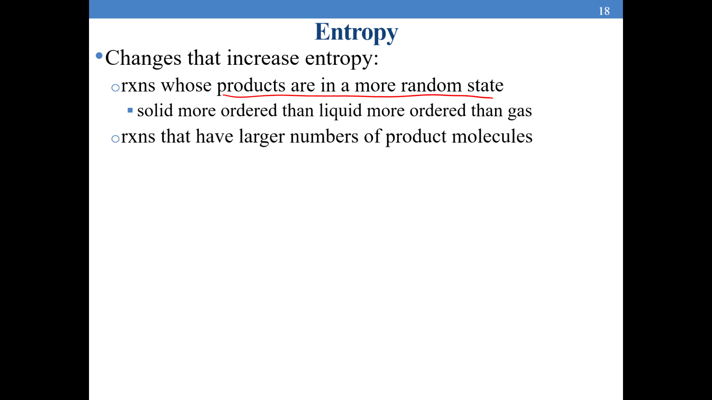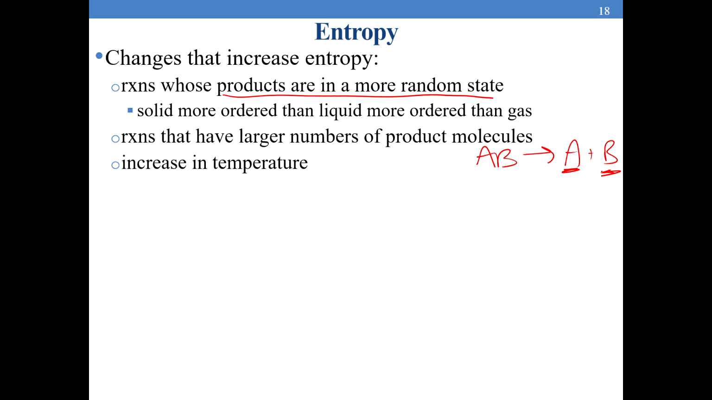Reactions that have a larger number of products, okay? So if I have reactant AB, and it separates out into A plus B, these are 2 separate products, and therefore this reaction increases in entropy, AB separating out into A plus B.